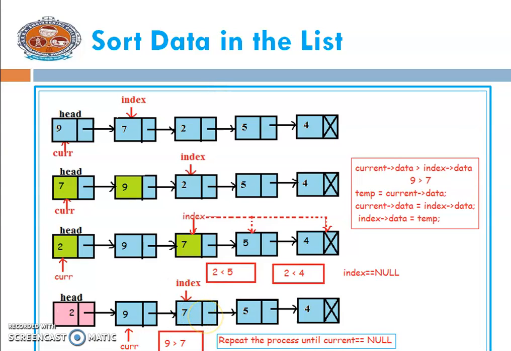Now repeat the same process until current is equal to null to get the sorted list of data.